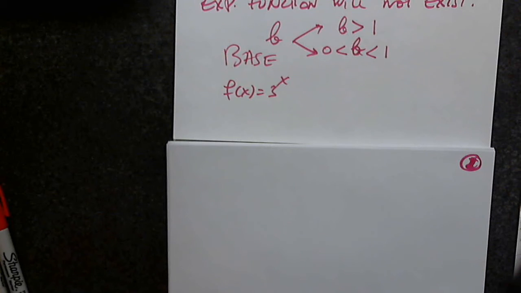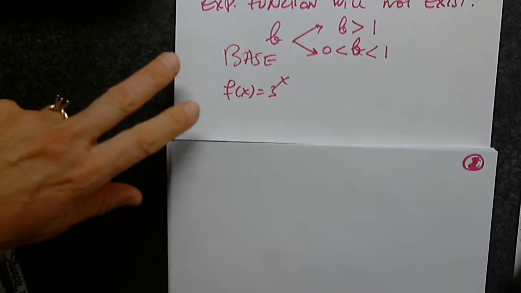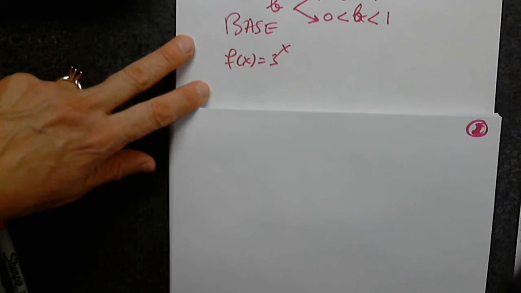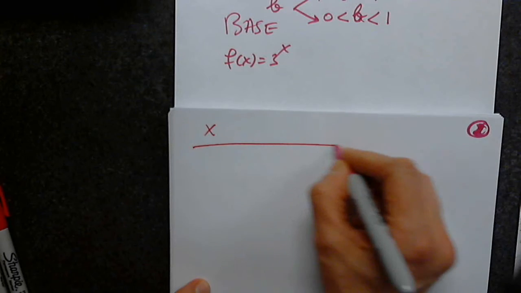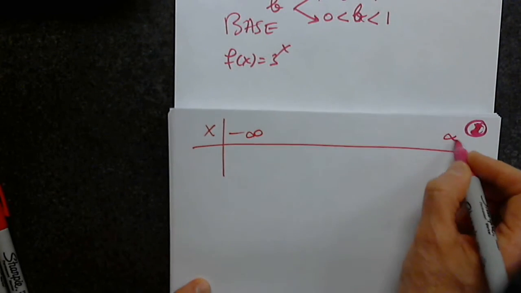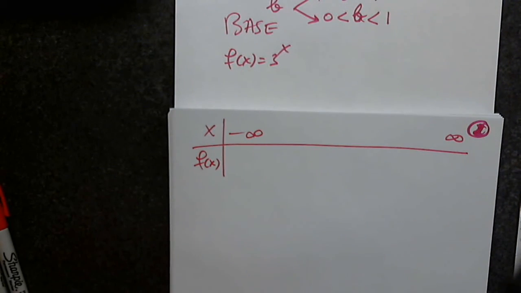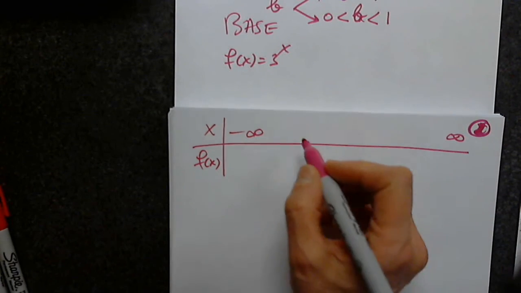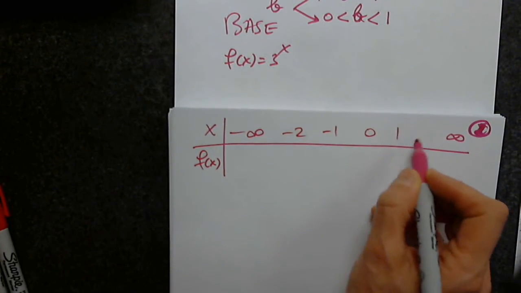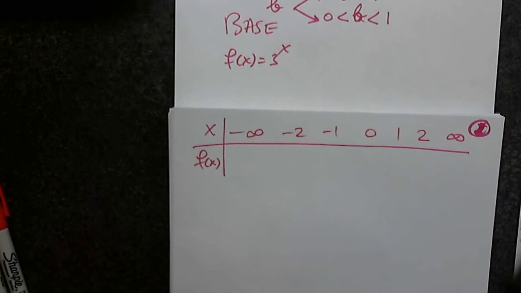So what will be the domain of this function? Because I'm trying to graph it, and remember we always start with the domain. This is a friendly function. No problems. It does not give us any headaches. So negative infinity to infinity, and this is f of x. I'm going to pick a few x values close to 0, like negative 2, negative 1, 0, 1, and 2. So let's see.